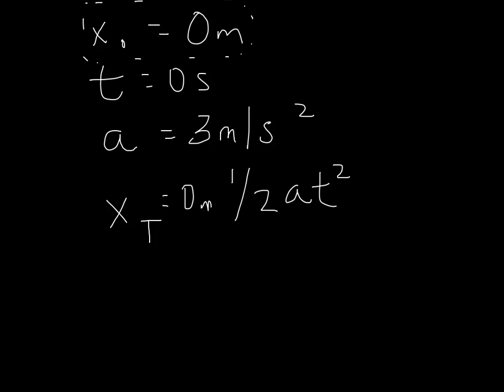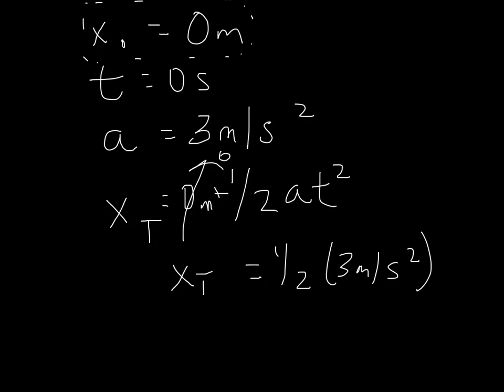Equals 0 meters plus 1/2 at squared. So we can just get rid of that guy altogether. If we plug in what we have, we get his position is equal to 1/2 times 3 meters per second squared times t squared.